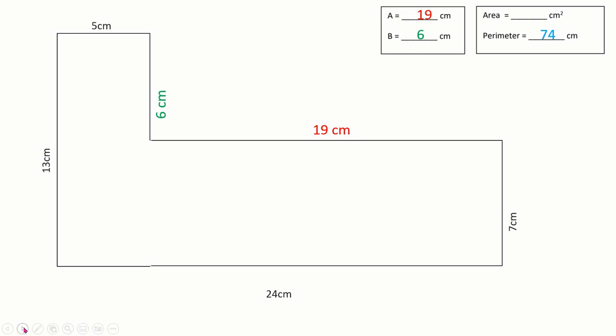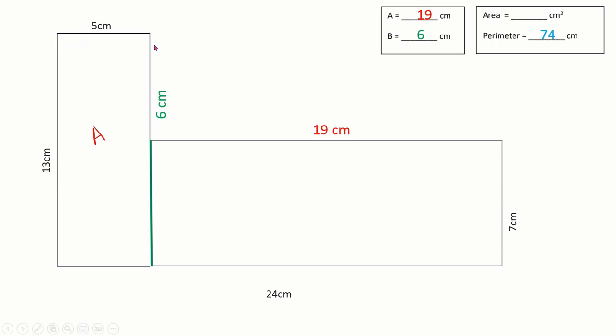Okay, let's now move on to the area. So when we're looking at the area, we are looking at the amount of space that we've got inside the shape. So I'm going to draw a vertical line here. And I've got 2 parts to my shape. I've got this bit here, and I'm going to call that side A. And I need to find out, when they're talking about the area, how many centimetre squares have I got? How many squares have I got where each square is 1 centimetre?